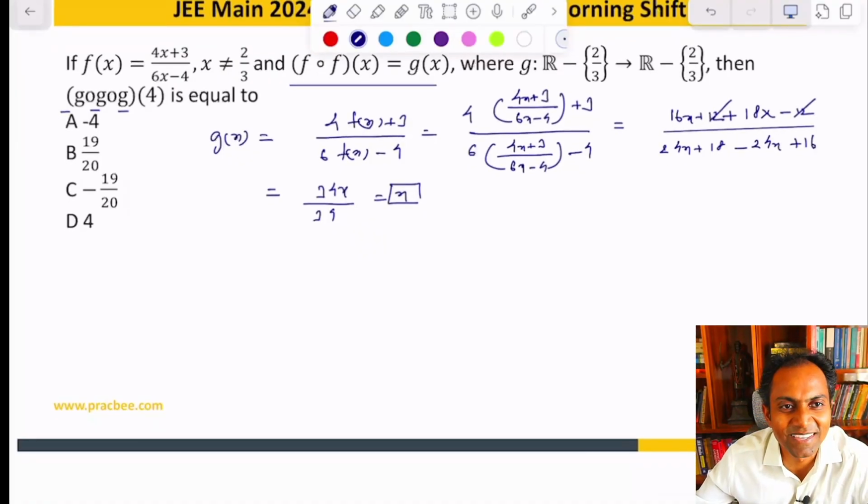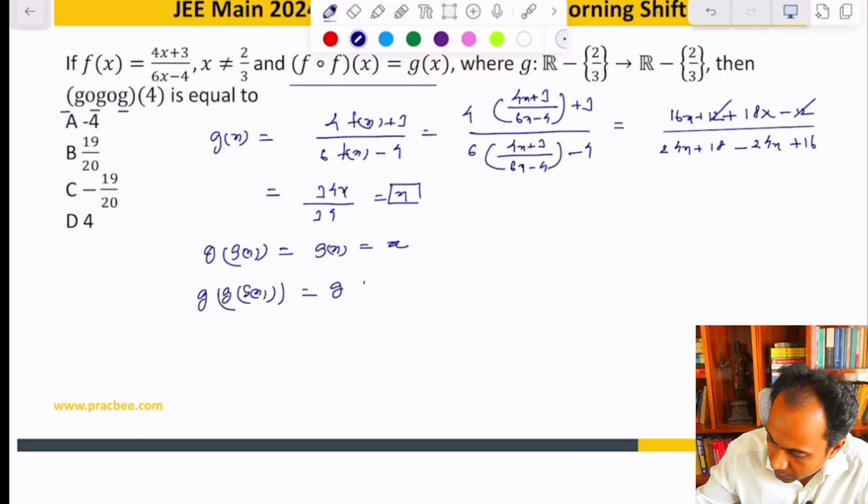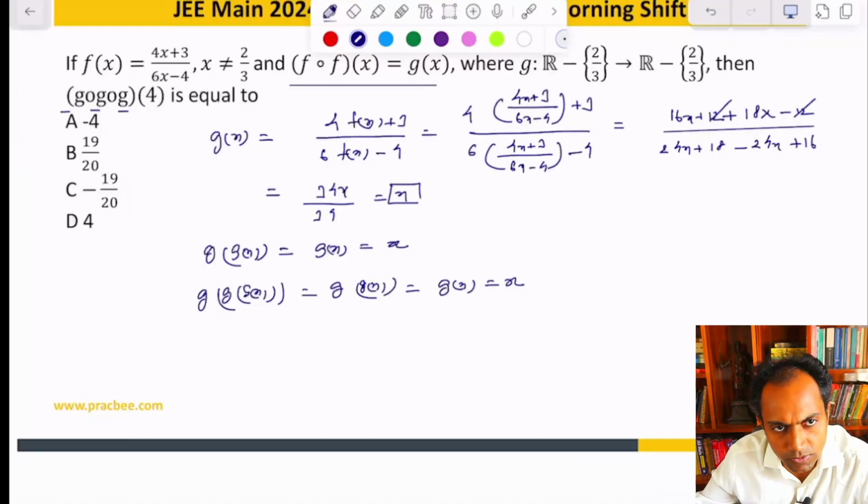Now what is happening is, if you are finding g of gx, it would be equal to gx only, and gx is x, so it becomes x. If I put one more gx into it, since it is equal to x, this will become x, and this becomes again x. You can see that the answer comes out to be x. If I am putting 4 into it, the output will always be 4. So the answer comes out to be option D.